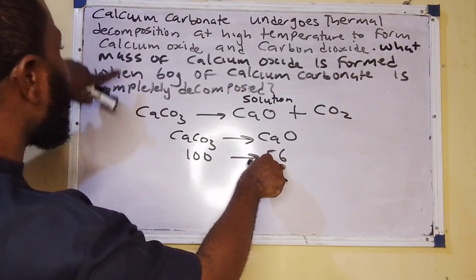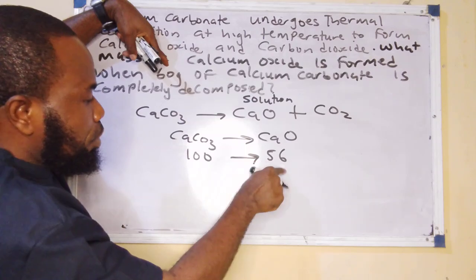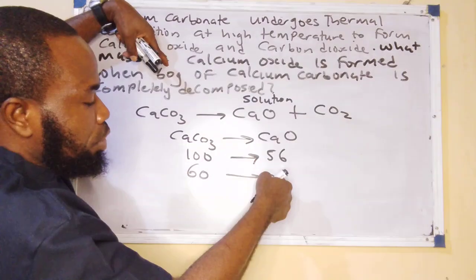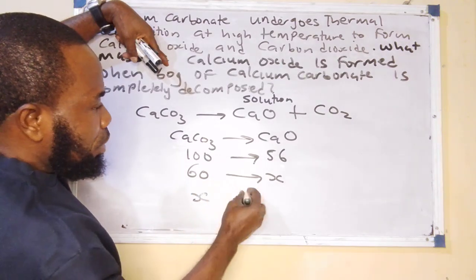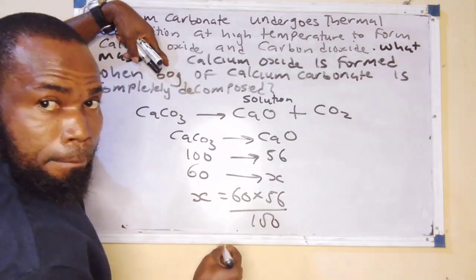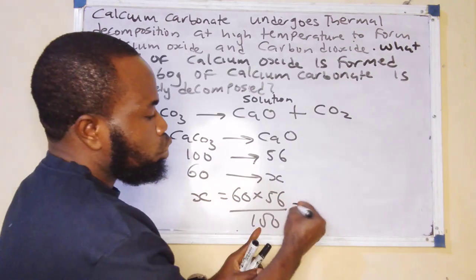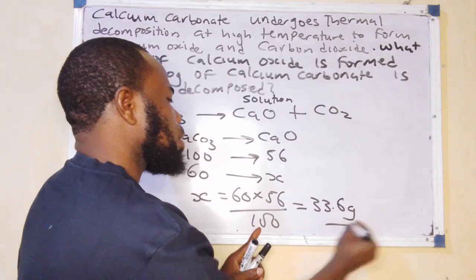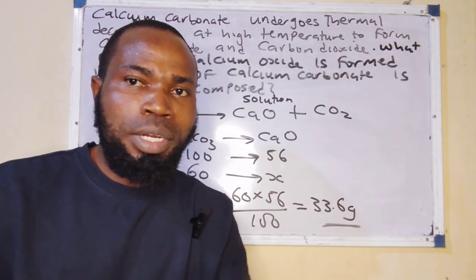Now, if you cross multiply, that means 100 gives me 56. Therefore, they give us the mass of calcium carbonate. If 100 gives me 56, therefore 60 gives me what? X. I'm looking for the mass of this guy. All you have to do is cross multiply. Therefore, X is equal to 60 times 56 over 100. If you punch this into your calculator, our answer will be 33.6 grams.